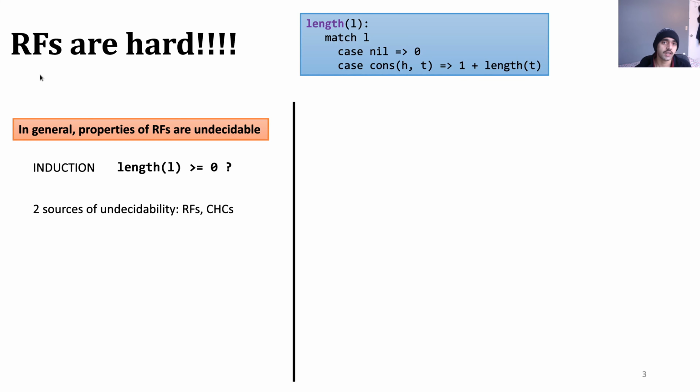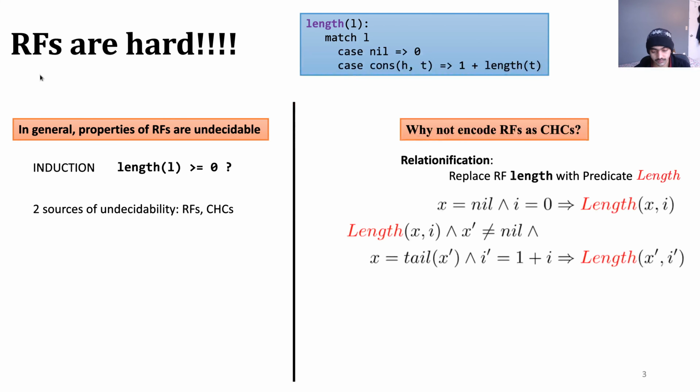Now we have two sources of undecidability. One is that solving constrained Horn clauses over uninterpreted predicates is usually undecidable, and solving recursive functions even without any uninterpreted predicates is undecidable. The usual workaround for this is to encode recursive functions as another set of constrained Horn clauses. That is, you replace the recursive function small length with an uninterpreted predicate capital Length, and you use the function definition to constrain this uninterpreted predicate.